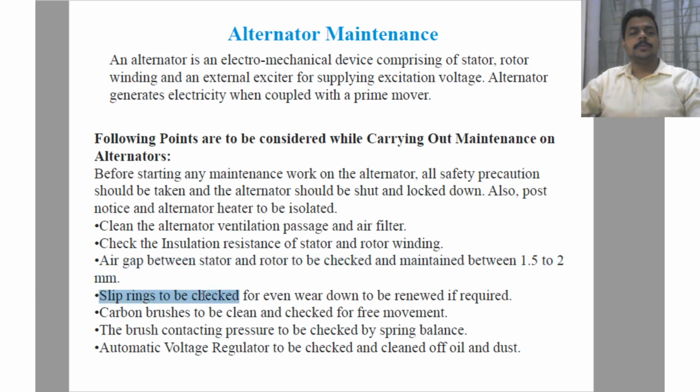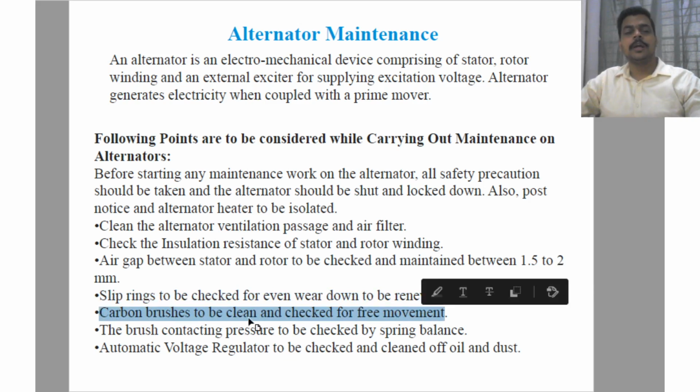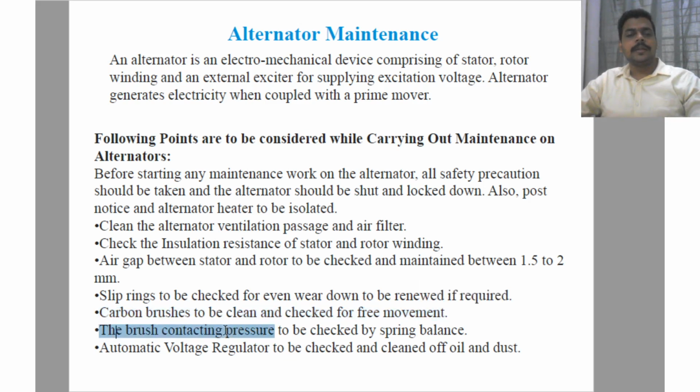Then slip rings are to be checked for even wear and renewed if required. We have to make sure that carbon brushes are clean and checked for free movement. If the carbon brushes are worn out, then we have to replace them. The brush contact pressure is to be checked by spring balance, and the automatic voltage regulator is to be checked and cleaned of oil and dust. So these are the points we have to consider while carrying out the maintenance of the alternator.